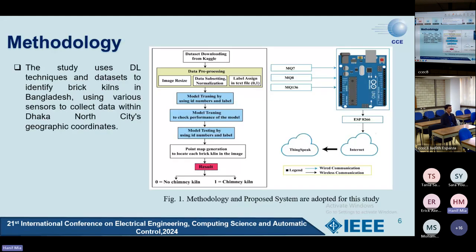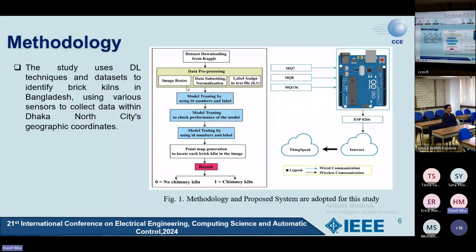This section outlined the deep learning techniques and data set used to identify brick kilns in Bangladesh. Various sensors are deployed to collect data within the geographic coordinates of the Dhaka Birulia area in Dhaka North City, Bangladesh. The experimental methodology is illustrated in Figure 1. We download the data from the Kaggle website. After that, we pre-process the data, doing image resize, data subsetting, normalization, and label assignment in a text file, 0 or 1. After that, we train our model using ID numbers and labels.